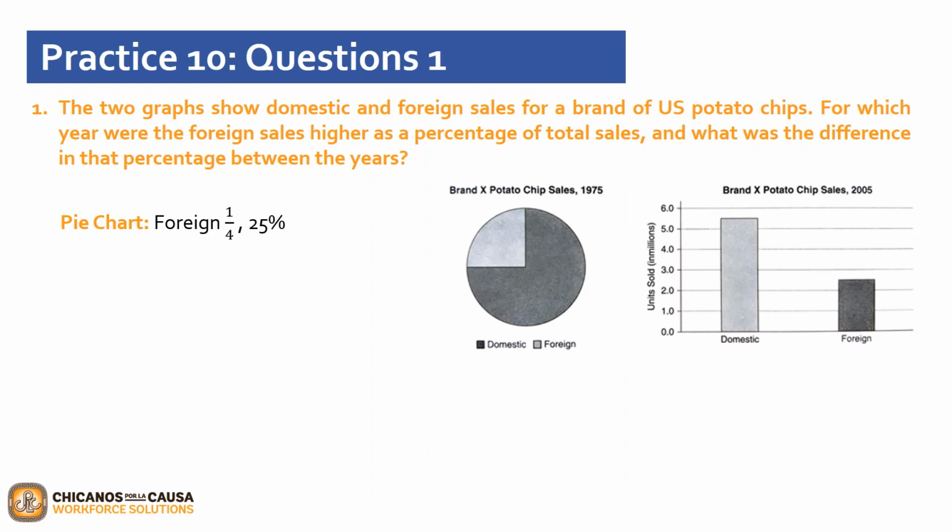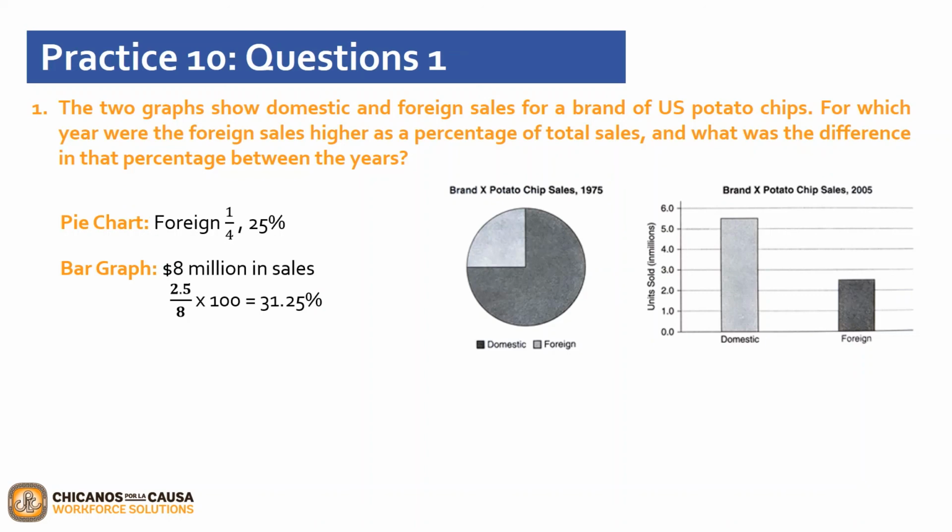Now, the bar graph is going to be a little bit different. So we're going to have to take an extra step. Now, in order to get the percentage of the foreign sales, we're going to want to gather the total number of sales between domestic and foreign. So we are going to combine those particular millions of units sold. Looking at the bar graph, I can see that domestic sales went up to about $5.5 million. Foreign sales made up $2.5 million. Therefore, the grand total of sales for 2005 is going to be $8 million in sales.